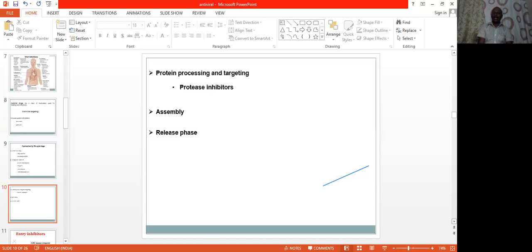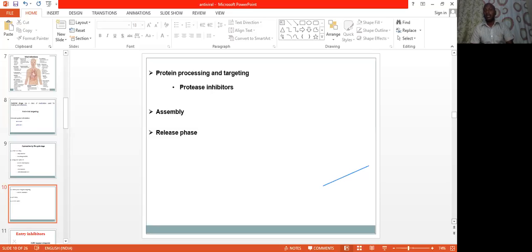Next is the assembly phase. All the components are synthesized, and they have to be combined, and then a virus particle will be made. That is the assembly phase. And then the release phase: once the virus particle is assembled with all the components, it is released out of the infected cell.